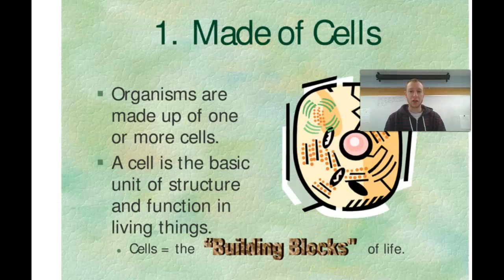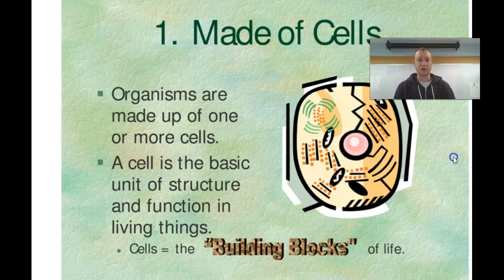Okay. So the first thing all living things have in common is they're all made of cells. A cell is like the basic building block that all life is made of. So organisms are usually made up of more than one cell. Me and you are made up of trillions of cells. A cell is the basic unit of structure and function in living things. Cells are the building blocks of life.